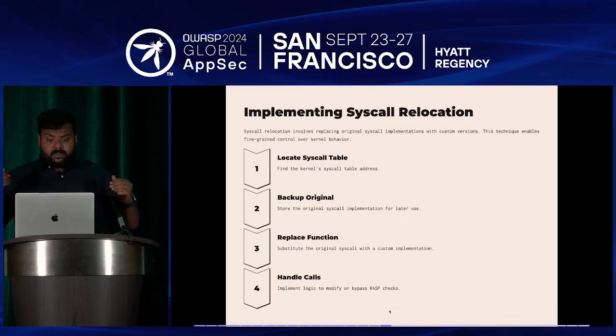So now what we need to do is implement a syscall relocation, right? Because it should not go to the actual syscall, it should relocate to my piece of code and then go back to the actual syscall, right? So how do we do it?